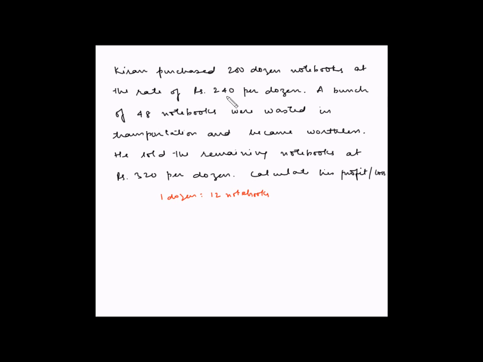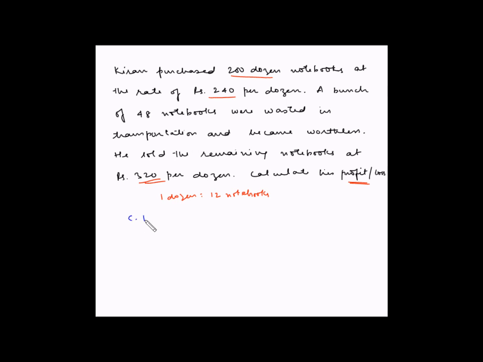So here we know the cost price, which is 200 dozen multiplied by 240, and we also know the selling price, which will be 320 per dozen. The number of notebooks he was able to sell will be 200 dozen minus 4 dozen, because 4 got wasted. So he sold only 196 dozen notebooks while he purchased 200 dozen notebooks. And then we have to find the profit or loss. Once we find out the cost price and the selling price, we will be able to find out the profit or loss.